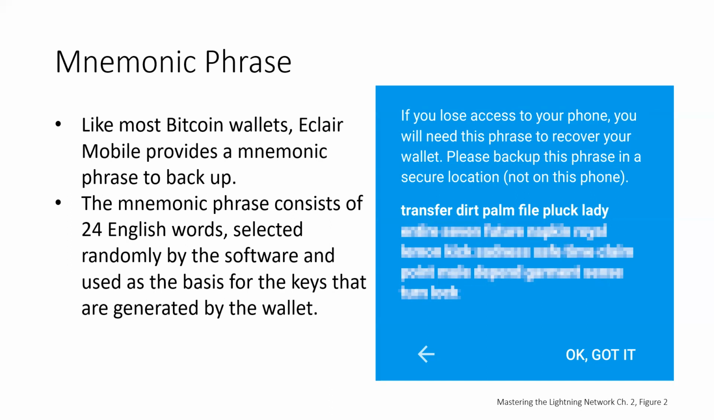Also, write them down in order. I usually put like a 1 in front of transfer, a 2 in front of dirt, a 3 in front of palm, 4 in front of file. Put the number of the order of the word in front of each word, just to make it explicitly clear to yourself the order the words came in. Because if you get the word sequence out of order, you will create a different key and your funds will not be there, and you'll be very unhappy.